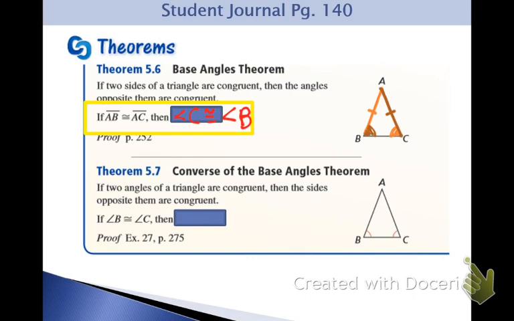Okay? And then the opposite will be true as well. So in the second one, what's marked congruent this time? Angles B and C. So the same thing will be true. The side across from angle B will be marked congruent. So what side is across from angle B? AC. So AC will be marked congruent.